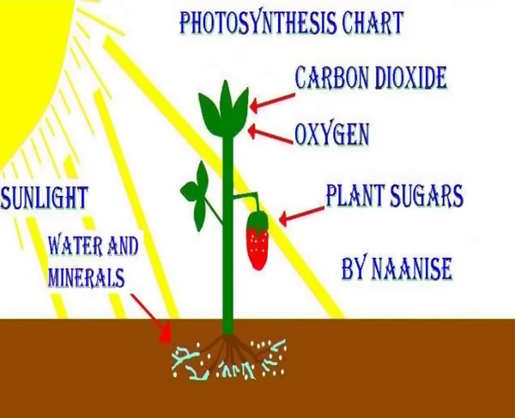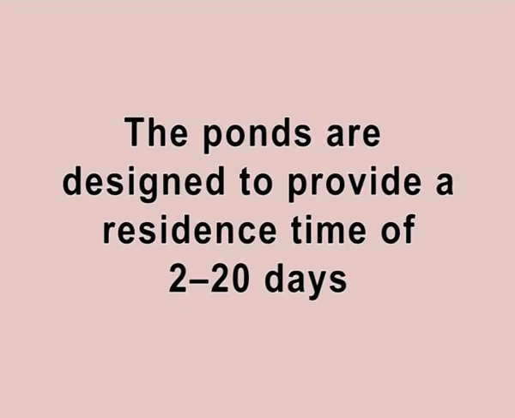Algal growth is stimulated by the incident sunlight, which penetrates to the depth of 1 to 1.5 meter. Photosynthesis results in the production of excess oxygen, which is available to the aerobic bacteria. Additional oxygen is provided by mass transfer at the air-water interface. The ponds are designed to provide a residence time of 2 to 20 days with surface loading of 5.5 to 22 gram BOD per day per square meter.